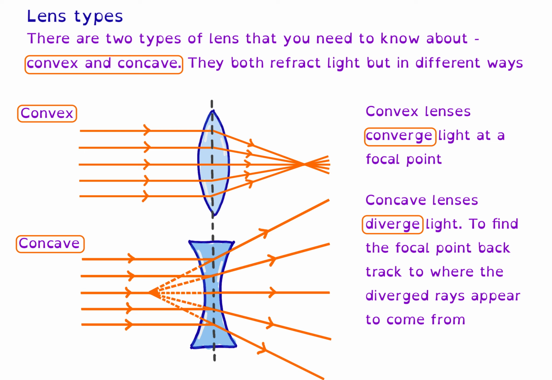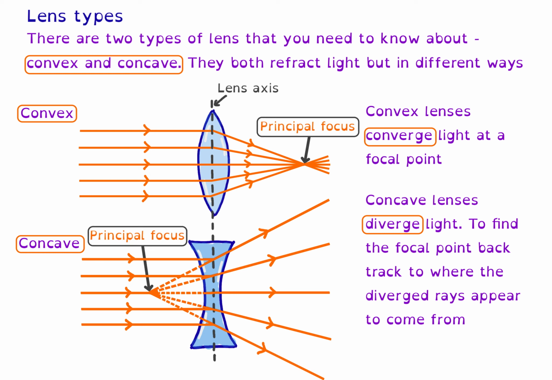There are key terms that you need to know about lenses. The lens axis is a line passing through the centre of the lens. The principal focus is the point where the parallel rays of light will converge. The focal length is the distance between the principal focus and the lens axis. There is a principal focus on both sides of the lens, and they will have the same focal length.